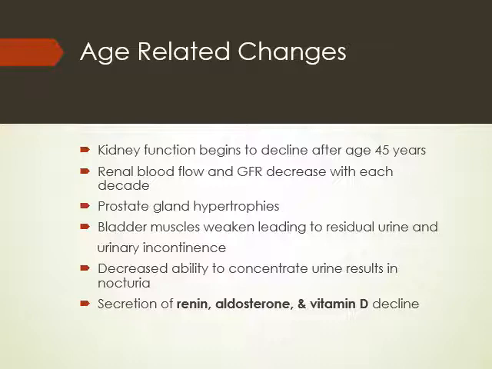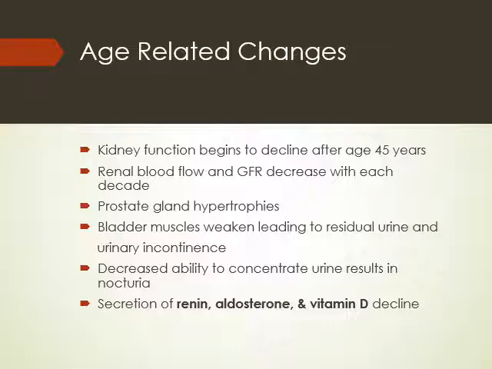Age-related, you know that NCLEX wants you to know age-related problems, and these all make sense when you think of what goes on with the aging process. So the kidney function begins to decline after age 45. Renal blood flow and the glomerular filtration rate decrease with each decade. So every 10 years, everything gets a little slower. The prostate gland hypertrophies, so that, of course, is only in males. Bladder muscles weaken and lead to residual urine and urinary incontinence.